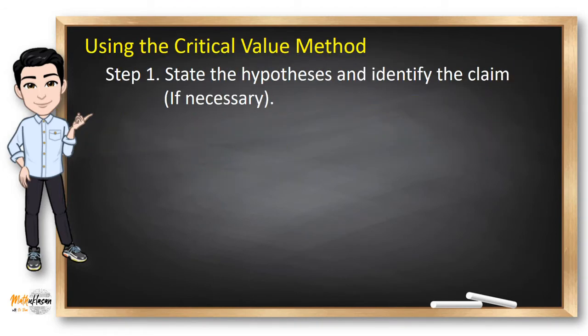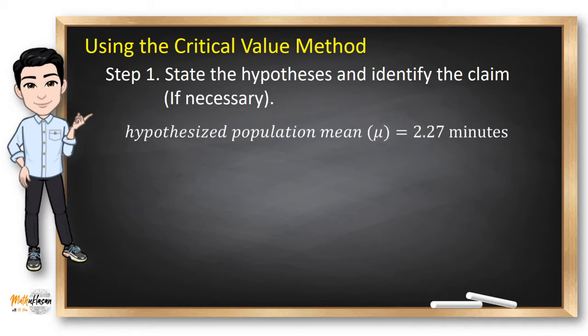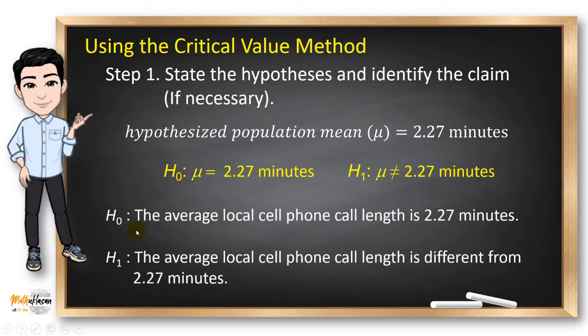Let's try using the critical value method first. For the first step, we need to state the hypotheses and identify the claim, if there is one. Since the hypothesized population mean is 2.27 minutes, our null and alternative hypotheses are these. The alternative hypothesis is not equal because we are trying to verify if the average differs from the population mean. We don't have a claim for this problem, so our null hypothesis is that the average local cell phone call length is 2.27 minutes, and the alternative hypothesis is that it is different from 2.27 minutes.